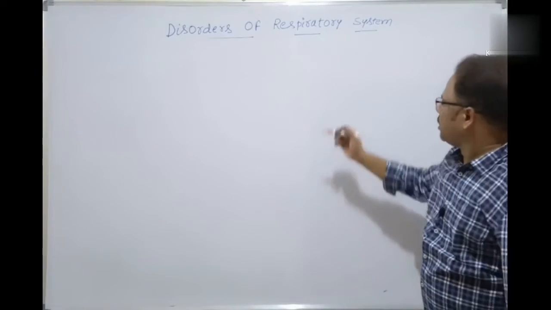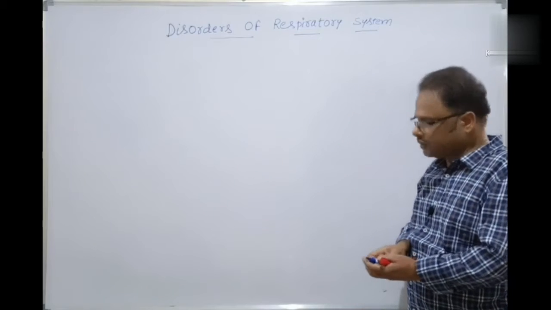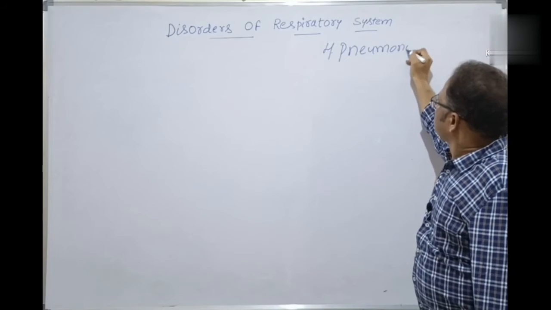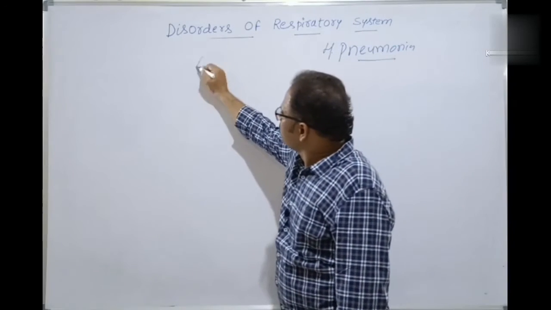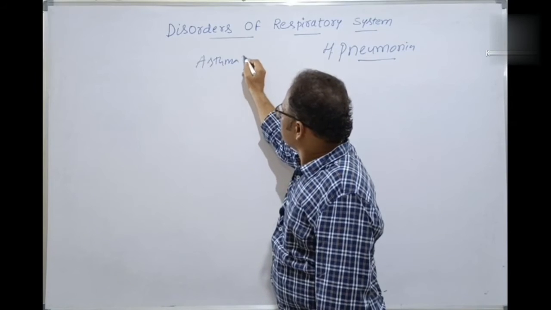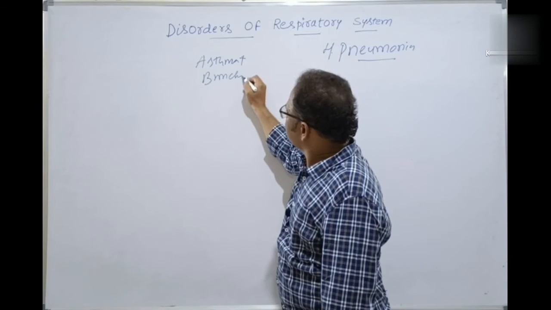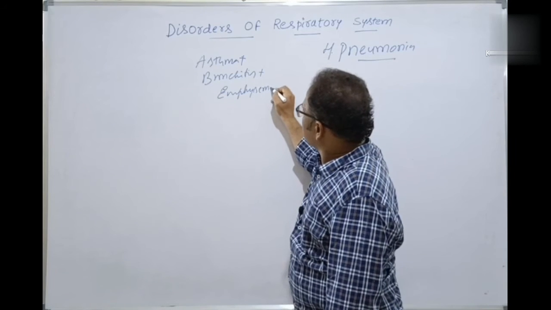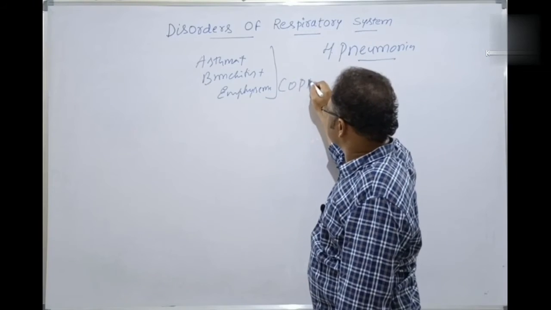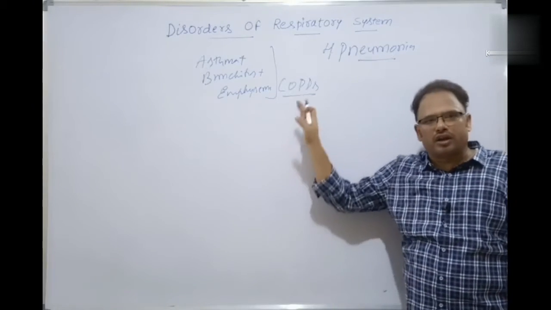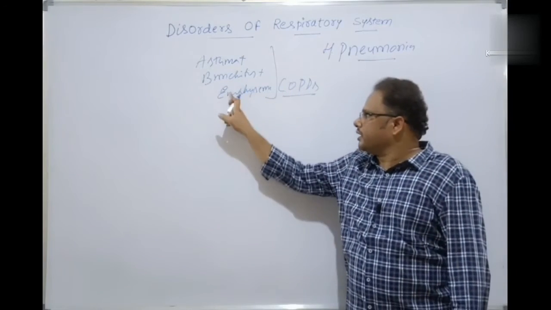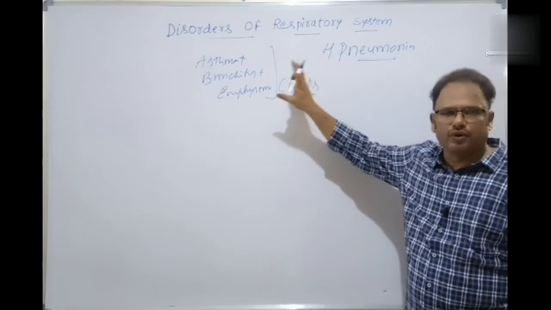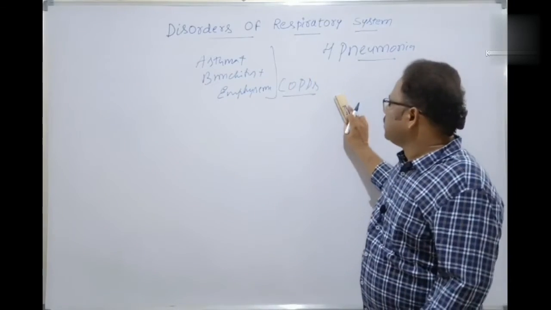Next one is pneumonia. Let's discuss pneumonia. Fourth disorder here, pneumonia. I told you that asthma plus bronchitis plus emphysema come under COPDs, chronic obstructive pulmonary disorders. Asthma, bronchitis, emphysema come under chronic obstructive pulmonary disorders. It's important for you. Okay, students. All of you noted? Okay.